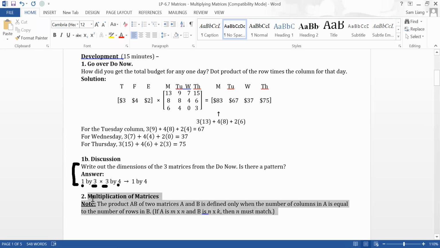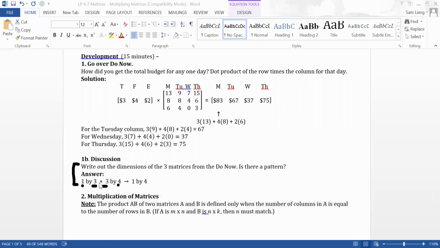Can someone read this for us, please? This is just a note about matrix multiplication, and after that we'll get to the examples. All right, we'll go to Grace and then Sani. Multiplication of matrices. Note the product AB of two matrices A and B is defined only when the number of columns in A is equal to the number of rows in B. If A is m times n and B is n times k, then n must match. All right, thank you for that.